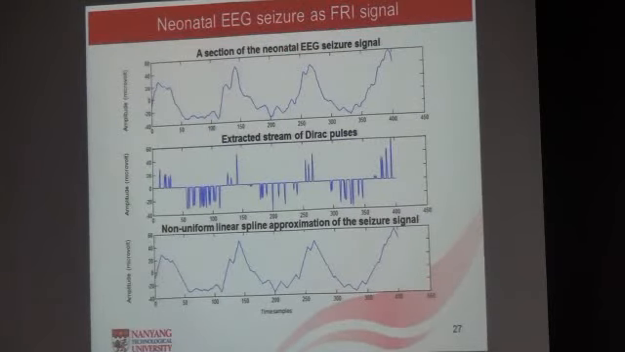Okay, so let's look at a section of the neonatal EEG seizure signal. It looks something like this. Now if we're able to extract, this second figure is an extracted stream of Dirac pulses. So we actually can differentiate this and find a way to get the most important stream of Dirac pulses. Then if we integrate this twice, we're going to get this non-uniform linear spline approximation of the seizure signal.